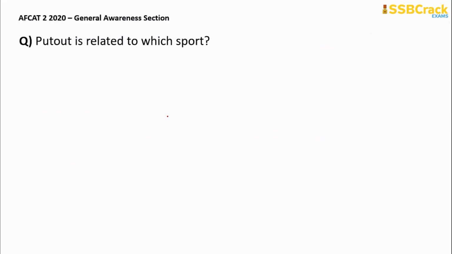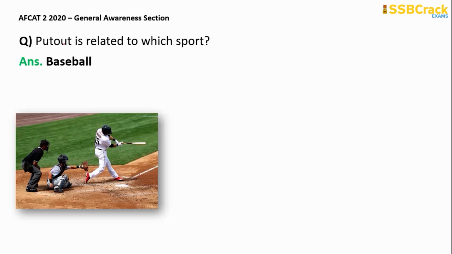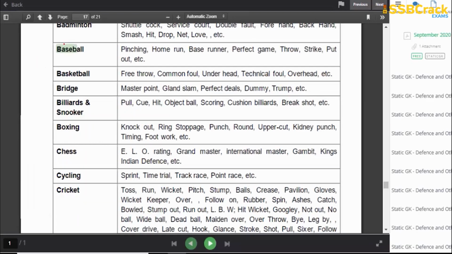Next question is, put out is related to which sport? The term put out is related to baseball. This is also a question that we have covered recently in our GK static portion. See here, baseball, the term related to put out. Also in the previous shifts, there was a question relating to chess. The word gambit was asked. This was also covered recently by us.